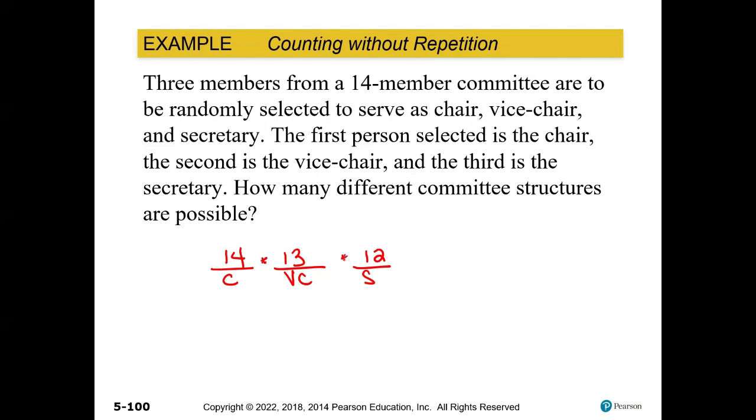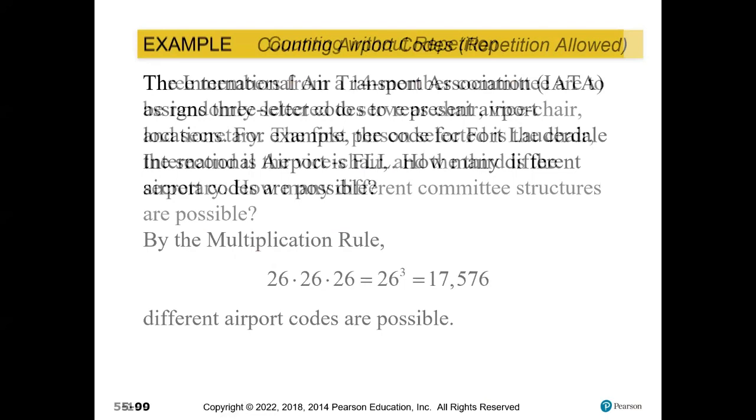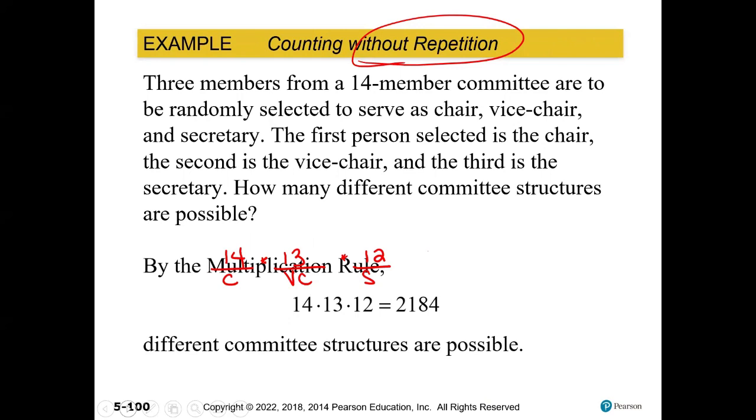We just have to be very careful here. This is called without repetition. We cannot reuse a person here, versus back in the airport example, where letters could be repeated. In FLL, a letter is repeated. So there is a slight difference between the 2. If they clearly say with or without repetition, that will help you figure that out as well. There are 2,184 different structures that could happen here.